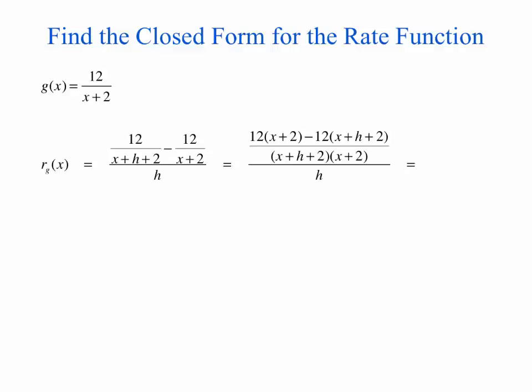So I did two steps. I did what I just said, and then I also subtracted the fractions. So 12 times x plus 2 minus 12 times x plus h plus 2, all over the common denominator, all over h.